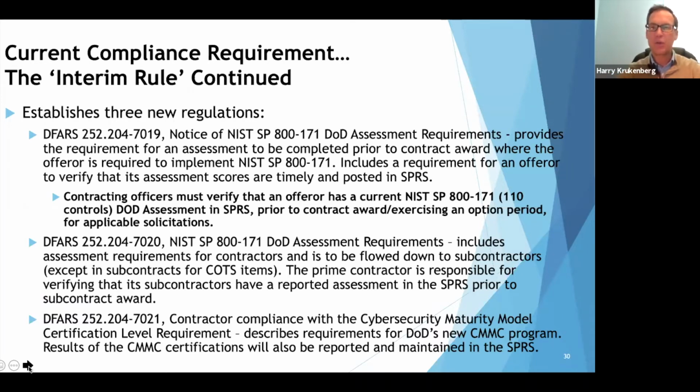And then 7021 is sort of waiting in the wings. It's the DFARS clause that says, at the end of all this, contractor compliance with CMMC is a mandatory requirement. So once CMMC is put into your contract, sometime over the next 4 to 5 years, 7021 comes into play, and 7019 and 7020 go by the wayside. Next slide.